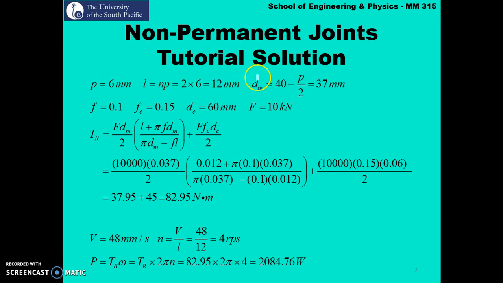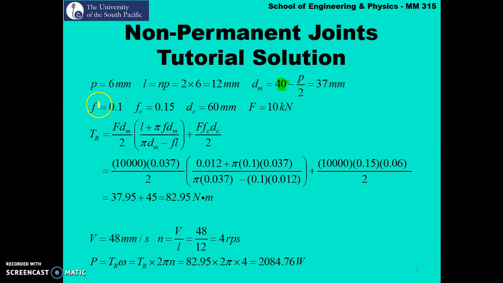The mean diameter of the thread is simply given as the maximum diameter, which was given in the problem as 40 mm, minus half the pitch, which is P upon 2. So 40 minus 3 is 37. So that's your mean diameter.